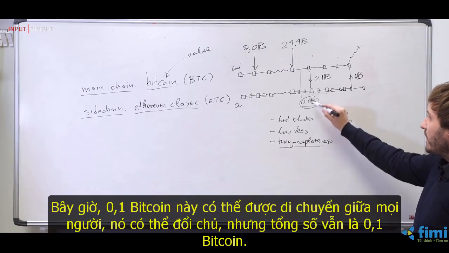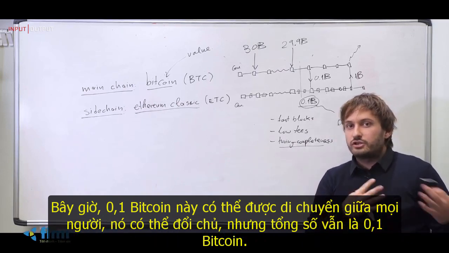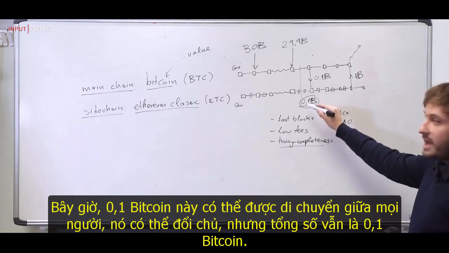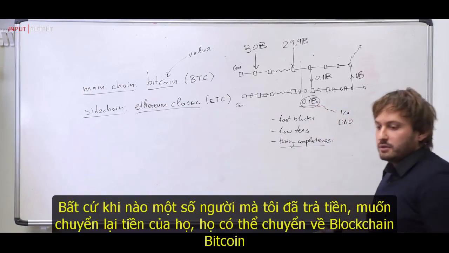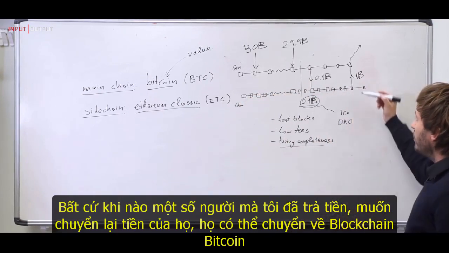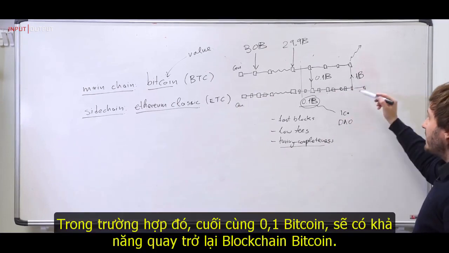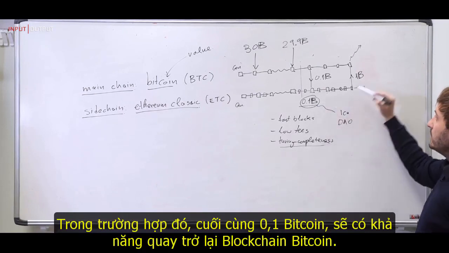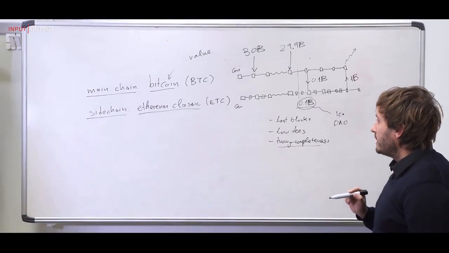Now this 0.1 Bitcoin can be moved around between people. It can change hands, it can change owners, but the total will remain 0.1 Bitcoin. Now, whenever some of the people that I've paid wants to move back some of their coins, they can do so by the reverse transaction. So in that case, eventually maybe 0.1 Bitcoin will potentially go back to the Bitcoin blockchain.